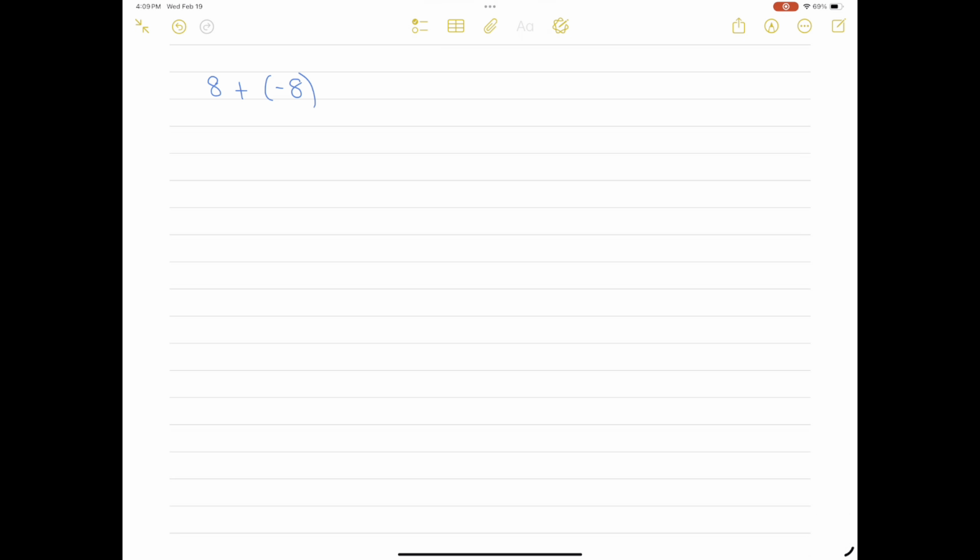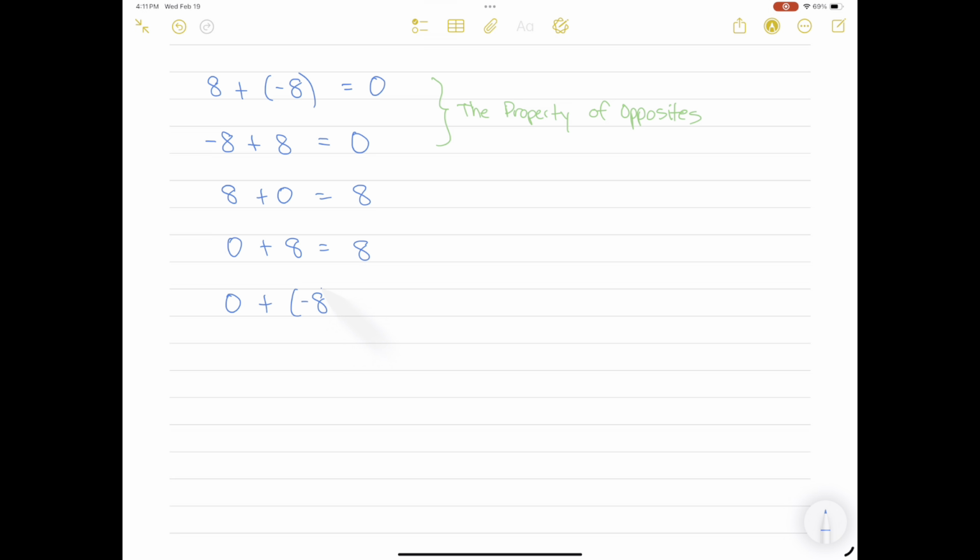The next problem we look at is 8 plus negative 8, which equals 0. It uses the property of opposites, that any number plus its opposite equals 0. So negative 8 plus 8 also equals 0. Next, we see that 8 plus 0 equals 8. 0 plus 8 equals 8, and 0 plus negative 8 equals negative 8. These show the property of additive identity, that is, any number plus 0 equals itself.